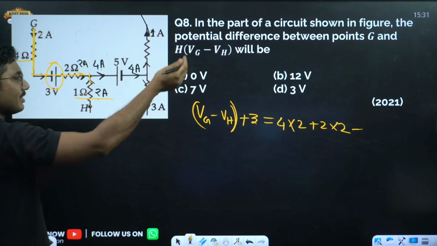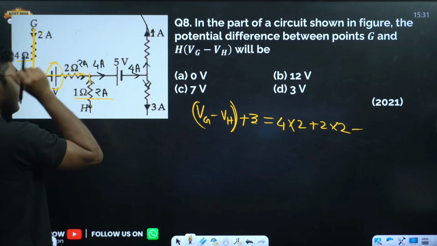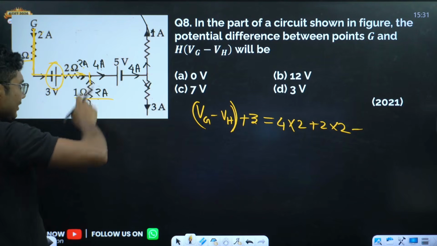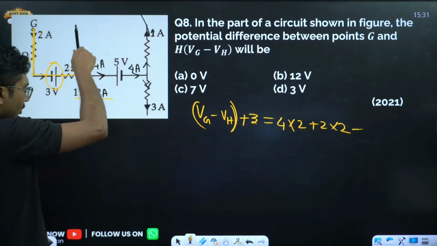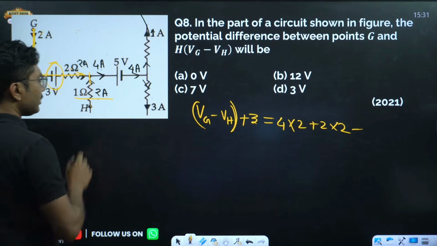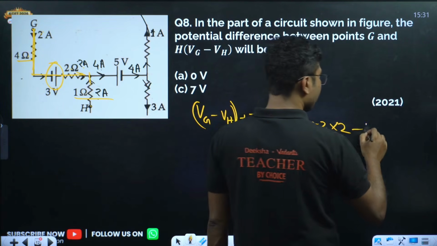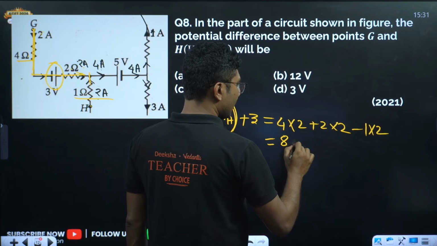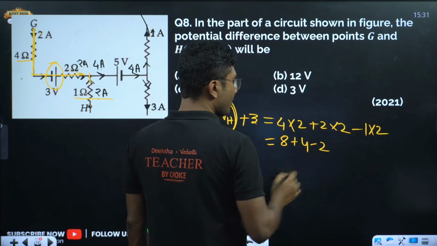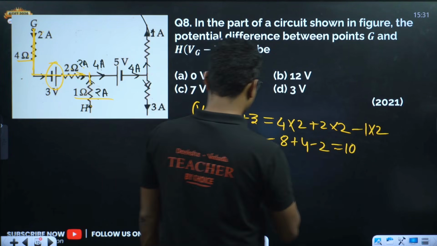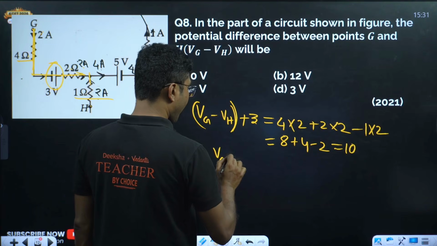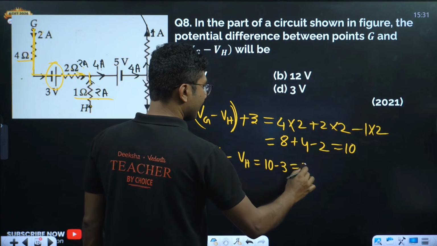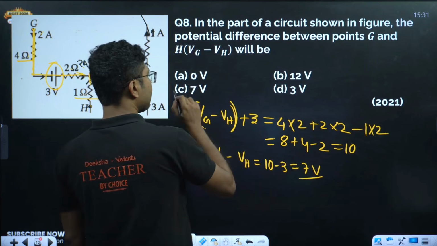Okay, Vg minus Vh we are finding, not Vh minus Vg. That's why whatever direction we take, that direction is important. Here we are going opposite to the direction of current, so it will be minus 1 into 2. Now let's simplify. 8 plus 4 minus 2 is 10. So Vg minus Vh equals 10 minus 3, that is 7. So the voltage drop is 7 volt.